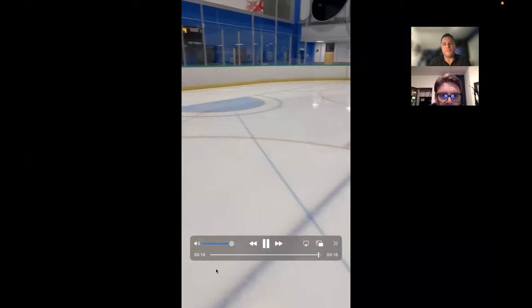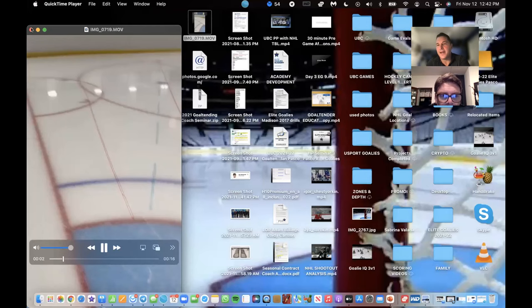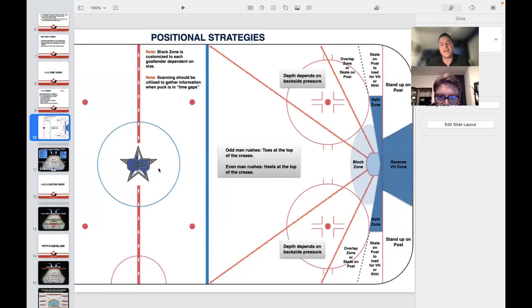Okay, so I would never draw all of these lines out at the same time. What I would do is go into this and say, today we're going to work on zone entry. So when the player comes in, you're recognizing an odd man, an even man rush, and looking at the sticks as far as strong hand to strong hand, weak hand, or one timer, things like that.